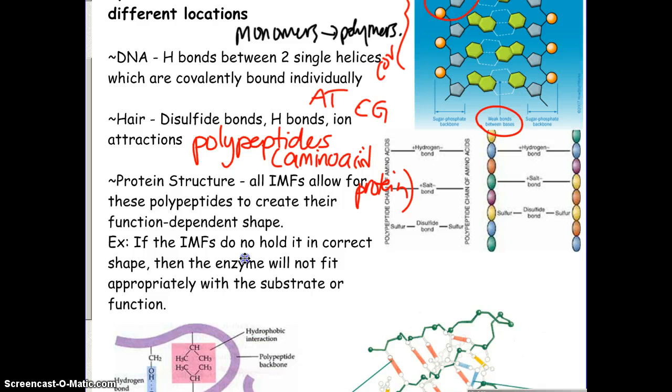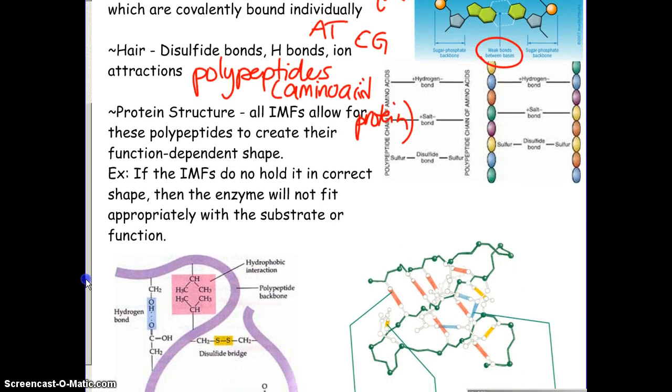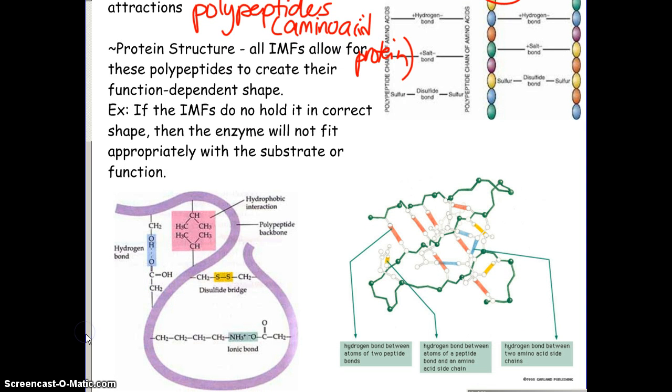Lastly, we have to talk about how these IMFs force the structure to appear differently whenever different IMFs occur in different parts of the same molecule. So DNA has all those little hydrogen bonds between two single helices. But a protein's different. A protein has a massive structure. So here's the polypeptide chain, and this polypeptide chain is attracted to itself in multiple places.